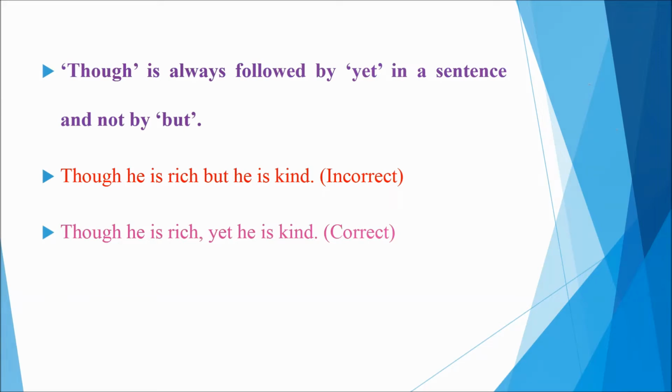Let's see next rule. Though is always followed by yet in a sentence, not by but. Let me read it again. Though is always followed by yet in a sentence, not by but. Let's see the first sentence. Though he is rich, but he is kind. Is that correct sentence? No. The correct sentence is though he is rich, yet he is kind.